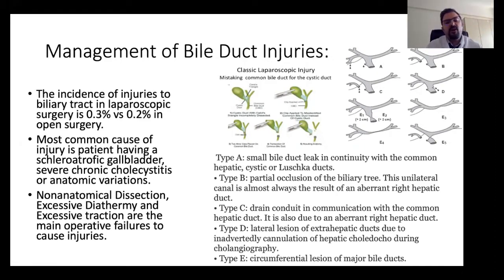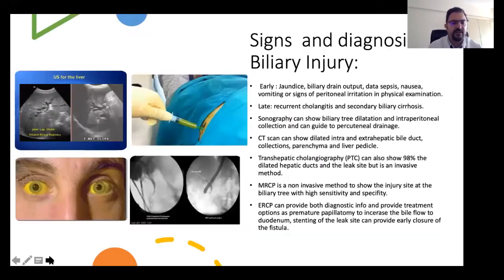And type D is a lateral injury of the bile duct. It can happen because of a choledochotomy during the operation, because of a cannulation, but you can also easily damage the common hepatic duct laterally, and then it becomes a type D. Type E is the circumferential lesion of the major bile ducts. As it goes to type E, it's more difficult to manage by less invasive techniques. So these are the basics of this classification.